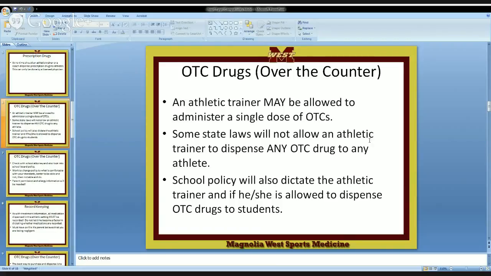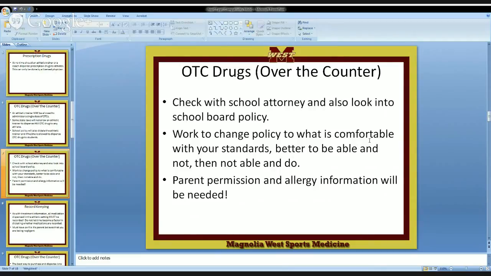All right, so school policy also dictates whether or not you can actually use it. So check, who can you check with? Check with the school attorney. Put it on somebody else's license. If I check with the attorney and the attorney says yes, I need to have this in writing and keep that in the file. All right? So check with the school board or look into the school board policy.